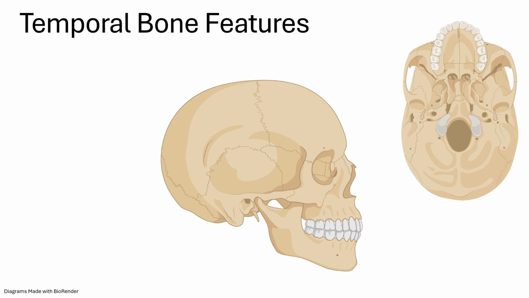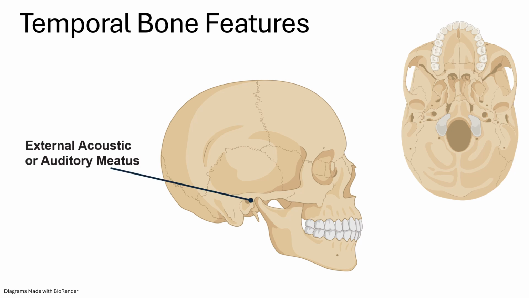There are many features on the temporal bone. The first I already mentioned is the ear hole. Sorry, that's not what it is. It's called the external acoustic meatus. Sometimes this is called the external auditory meatus. You also have an internal acoustic meatus, but you can't see that from this side of the skull, obviously.